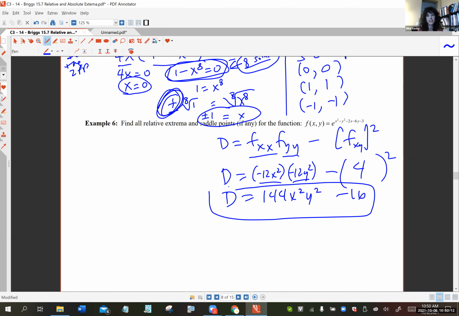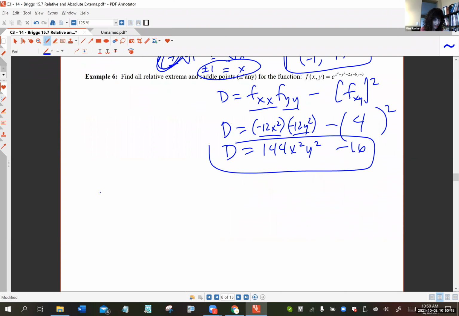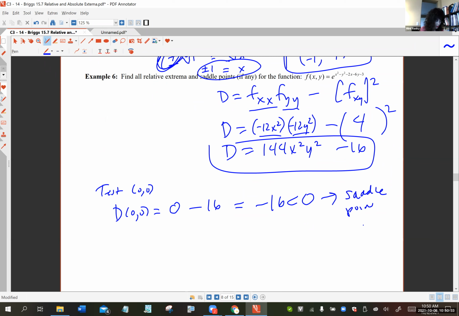Okay, we have to perform the D test 3 times. That's right. Once for each of these 3 critical points. Here we go. So let's test 0, 0. D evaluated at 0, 0 is going to give me 0 minus 16, which is negative. Guess what? I get a saddle point at 0, 0. Great. And you can go ahead and get the z coordinate. I got it. It's also 0.